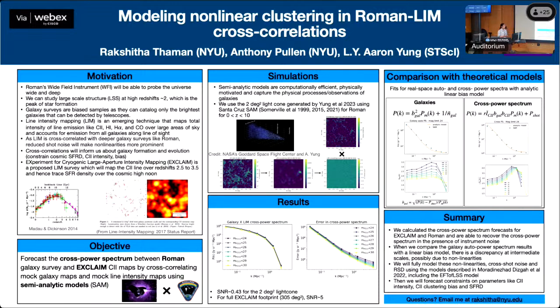We create forecasts for the cross-power spectrum using semi-analytic models, which are computationally efficient and physically motivated. In particular, we use a 2-degree square light cone generated using Santa Cruz SAM. We have some interesting results that show that Roman's wide and deep observations might enable probing the nonlinear clustering.